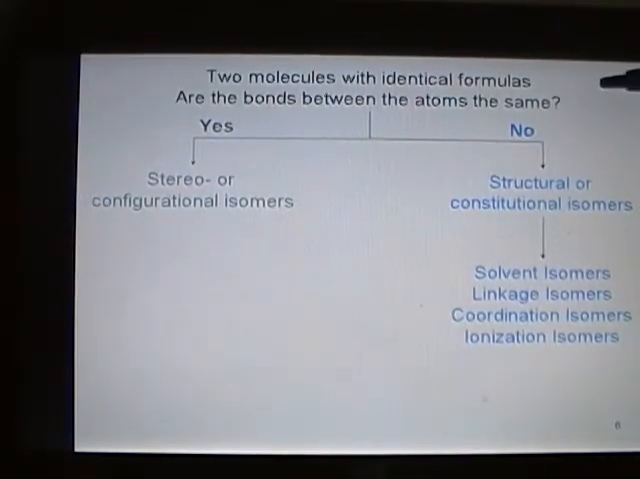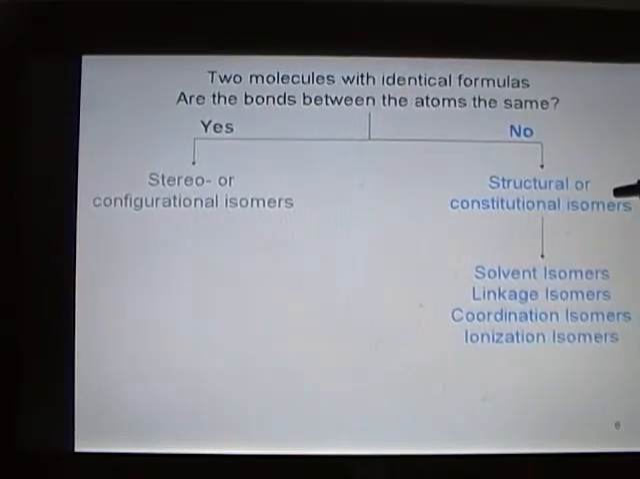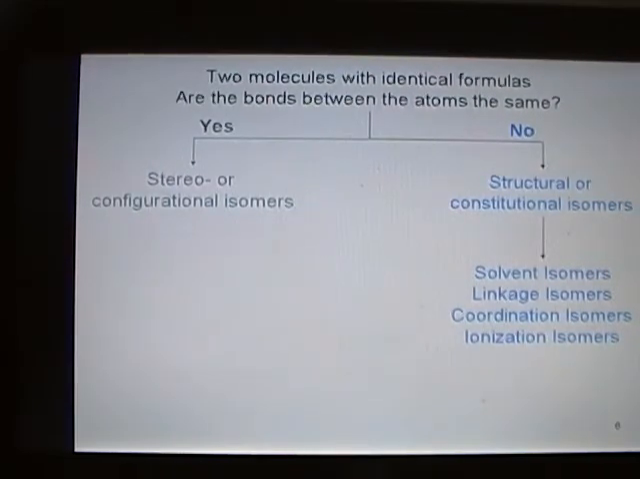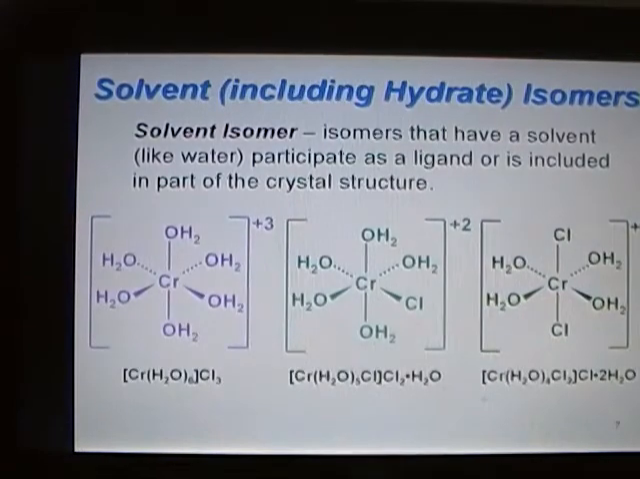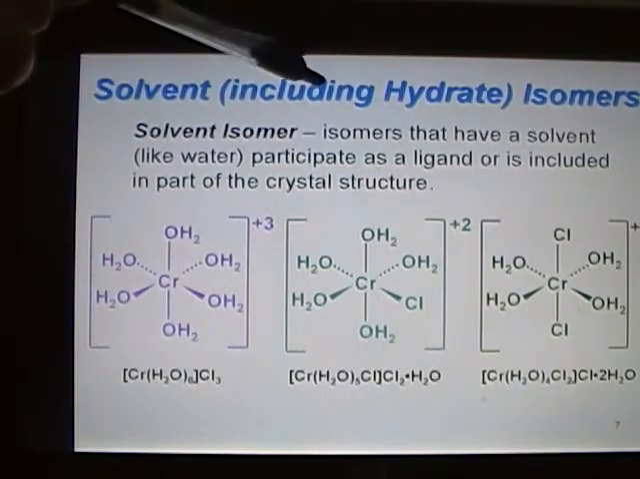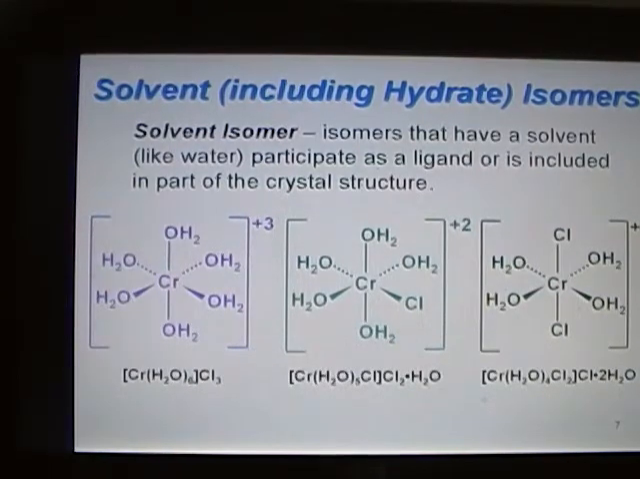We will first look at compounds where the bonds between the atoms are not the same. We will look at the structural or constitutional isomers, and remember there are 4 different types: solvent, linkage, coordination, and ionization isomers. Solvent isomers include hydrate isomers. Solvent isomers are isomers that have a solvent, like water, participate as a ligand or is included as part of the crystal structure.